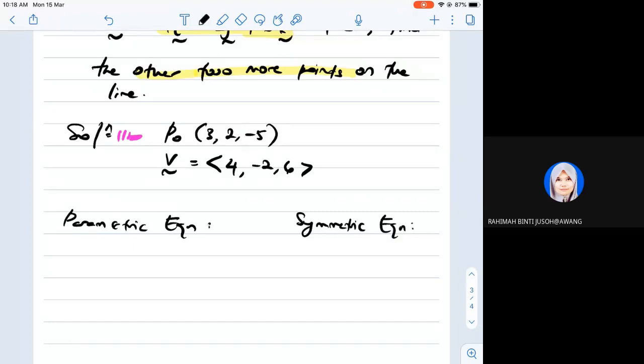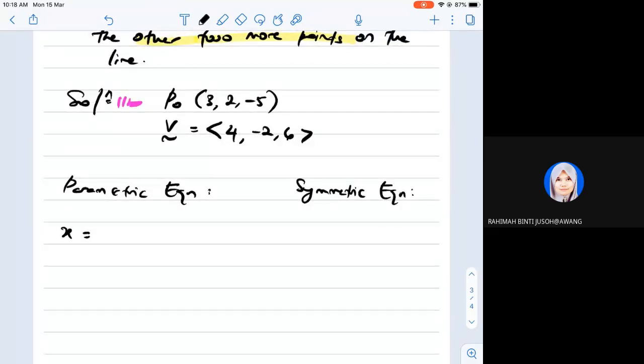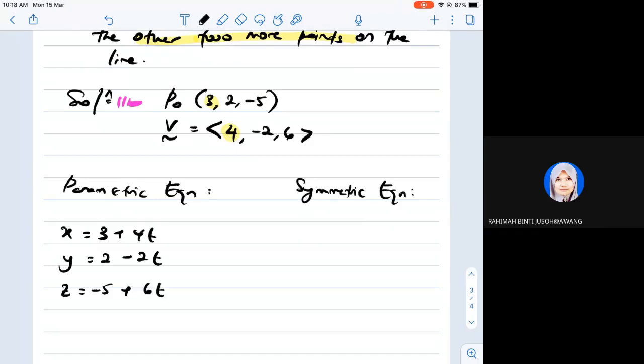Okay, so the parametric equation of a line, we will have x equals x naught plus at. What is x now? Give me the equation. x equals? 3 plus 4t. Yes, good. 3 plus 4t, combined. And then y equals? 2 minus 2t. Yes. And then z equals negative 5 plus 6t. Actually guys, once you understand this, you can just combine directly. Okay, so we have it like this.